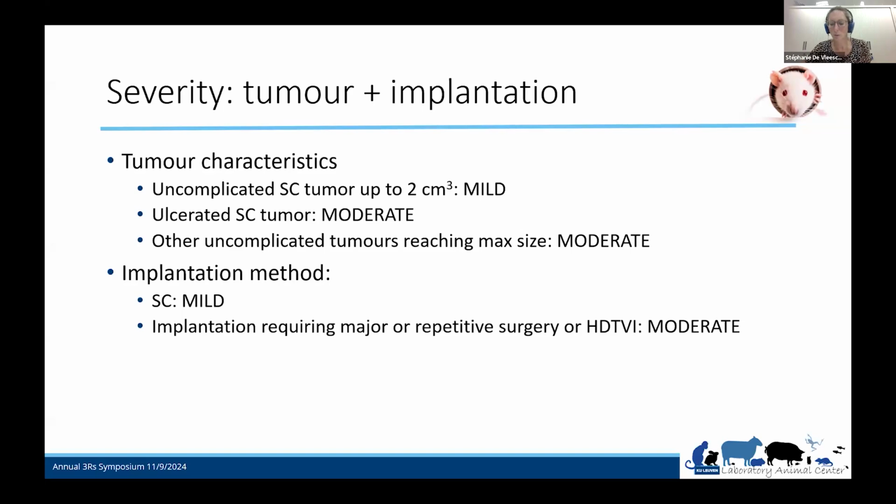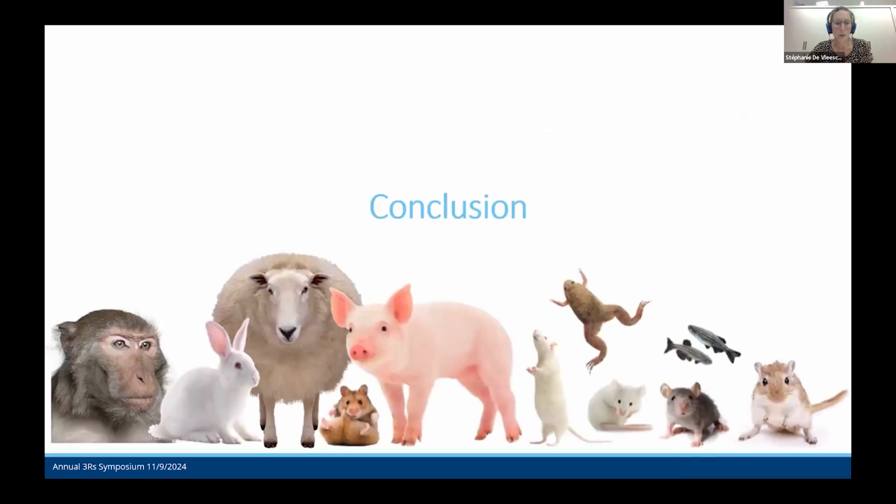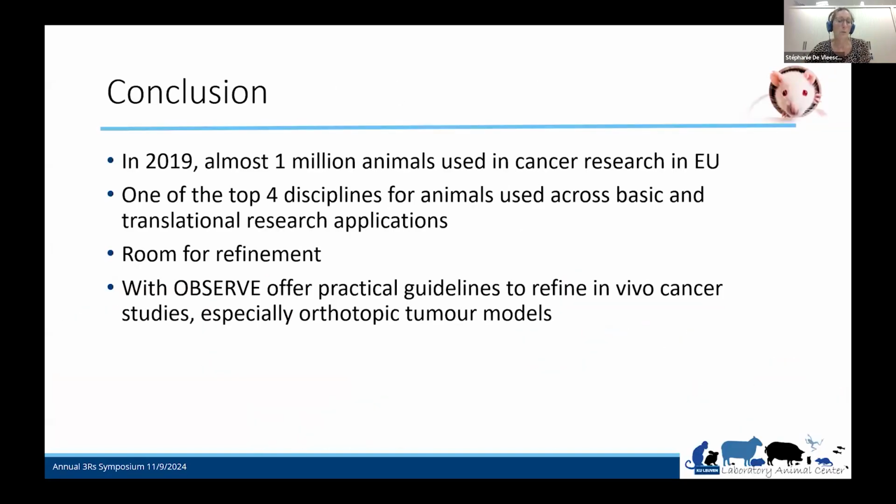So in conclusion, as I said, almost 1 million animals were used in cancer research in 2019, so there is room for refinement, and we hope that with OBSERVE, we offer practical guidelines to refine in vivo cancer studies, especially the orthotopic tumor models.